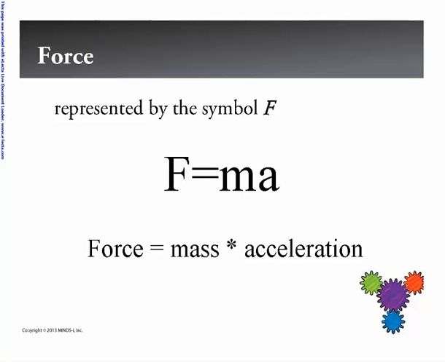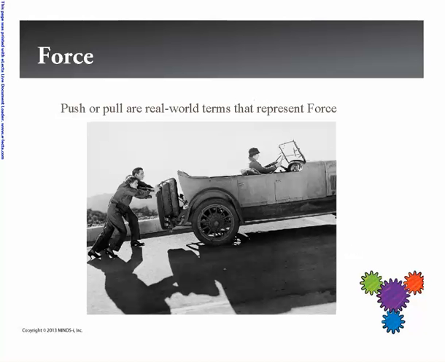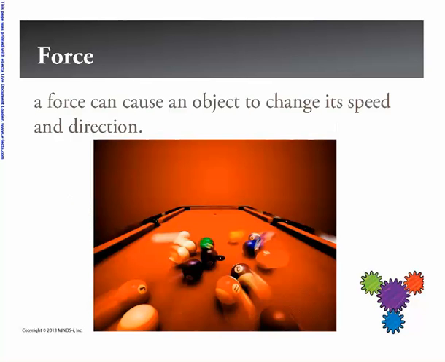Now force is also represented by the symbol F. F equals ma, in other words, force equals mass times acceleration. Push or pull are real-world terms that represent force. So, for example, pushing a car is a real-world force. It takes two people to push one car up the hill. Pull is also a real-world term, so push and pull.